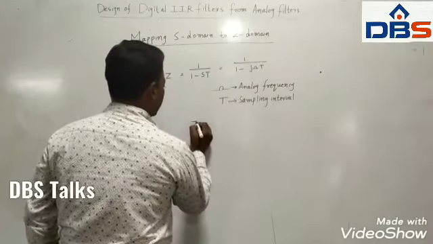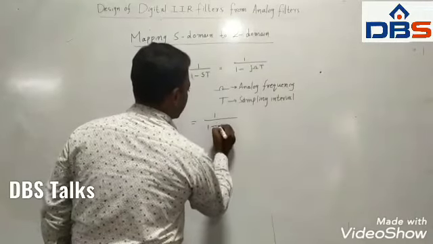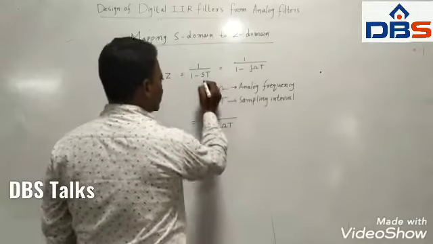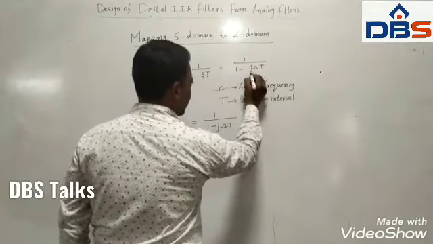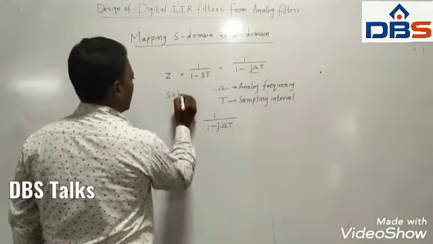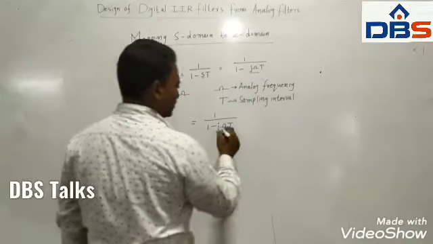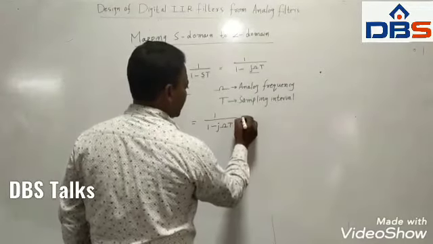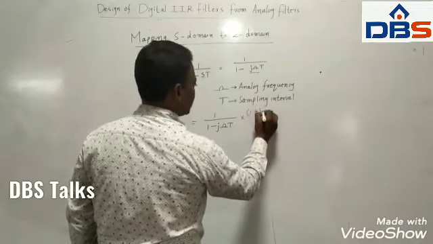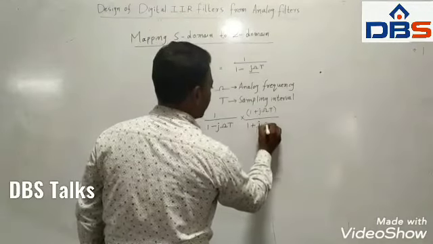So we can get it into real part and imaginary part: 1 by 1 minus j omega T. What I am doing is substituting s equal to j omega. That's what you have to understand. If you substitute that, you will get 1 by 1 minus j omega T. Now you rationalize this: multiply by 1 plus j omega T divided by 1 plus j omega T.